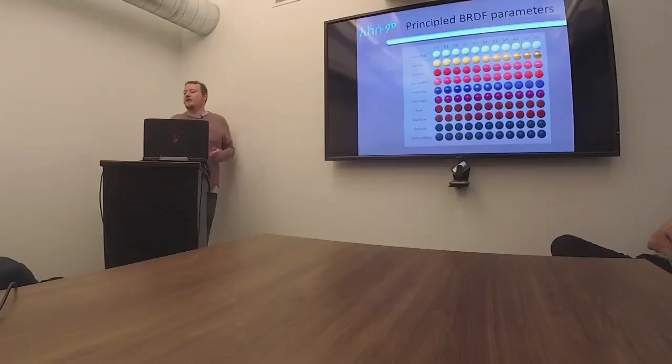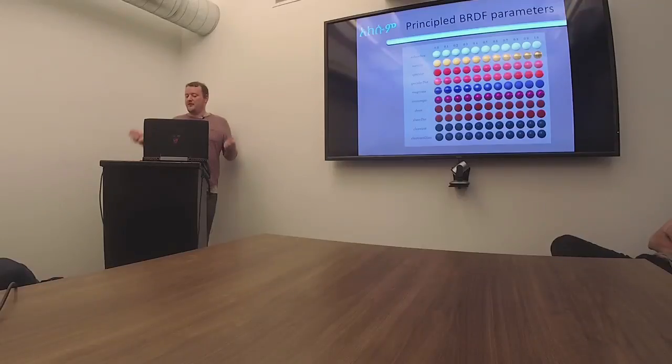I'm not going to go through all these parameters. I'd recommend that if you have access to a shader based on a physically based shading system, you mess around with them yourself. But I'll go over some of these parameters.